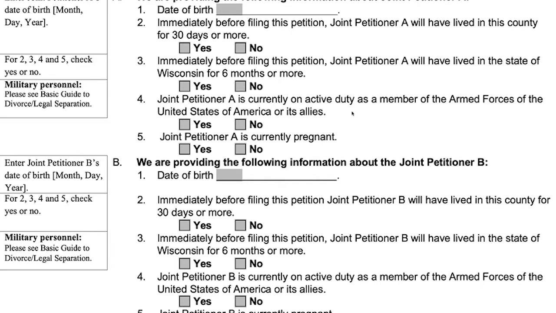Next, they want to know if joint petitioner A is in active duty in the armed forces. The court will sometimes waive certain residency requirements or even stay a divorce proceeding if one of the parties is in active duty and maybe even deployed into an active war zone. If you're an active duty member of the armed forces, there are some allowances made simply because you can't really control where you are or what you're doing. So they always want to know if the people involved in the divorce case are in the armed forces.